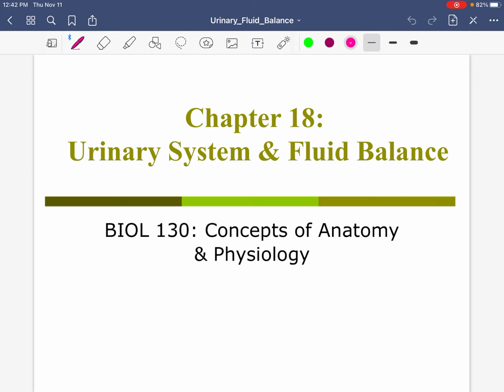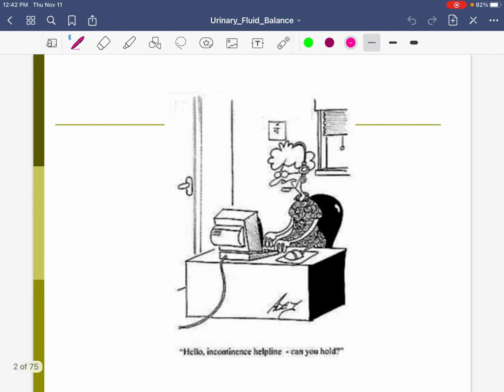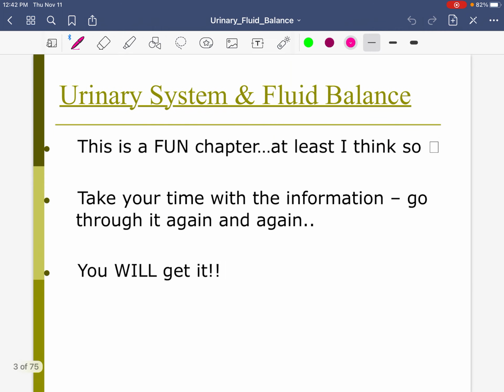This time we'll be talking about the urinary system. And of course, when we talk about the urinary system, we absolutely have to talk about fluid balance. So there's kind of two parts to this chapter: the urinary system anatomy and how the kidneys work, and then how the kidneys help to maintain fluid balance, pH balance of the blood in the body.